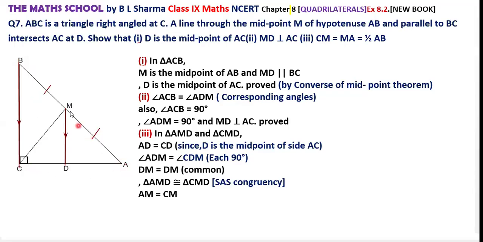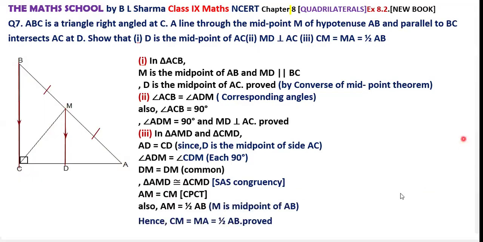ये जो AM है और ये CM इक्वल हुआ, लेकिन M मिड पॉइंट है AB का. So we can write half of AB is equal to AM. In place of AM, that is half of AB. So half of AB is AM is equal to CM. So we can write half of AB is equal to MA is equal to CM. AM and CM, that is one and same thing. Hence proved. That's all for this question.